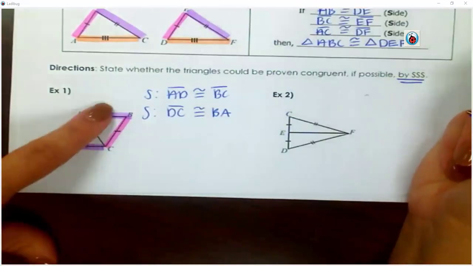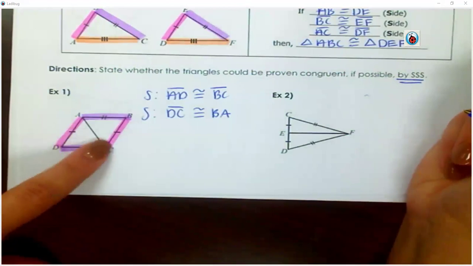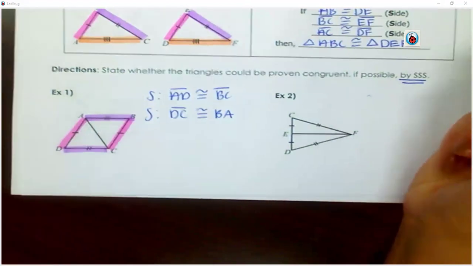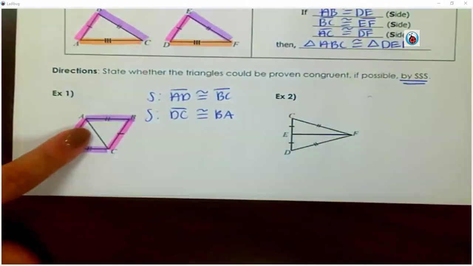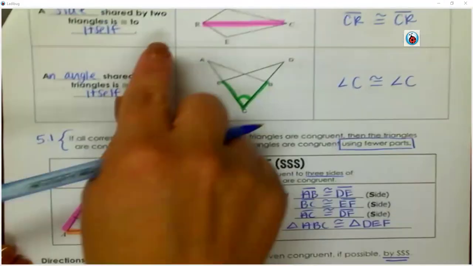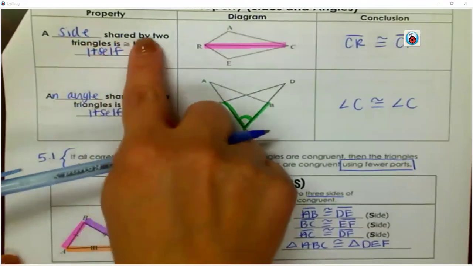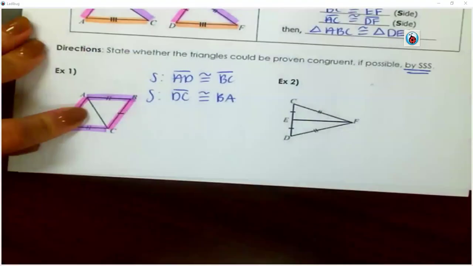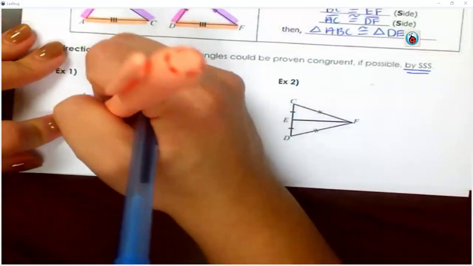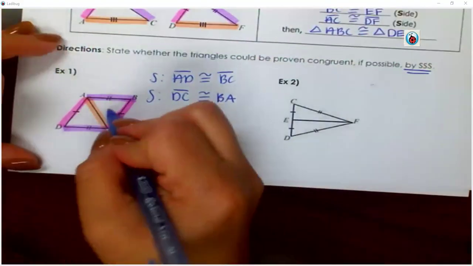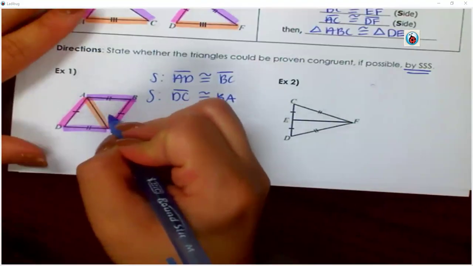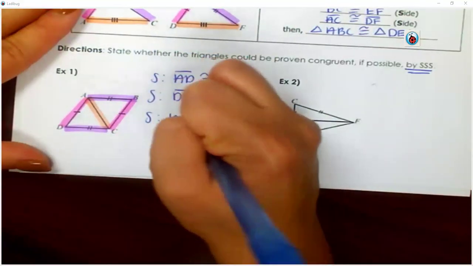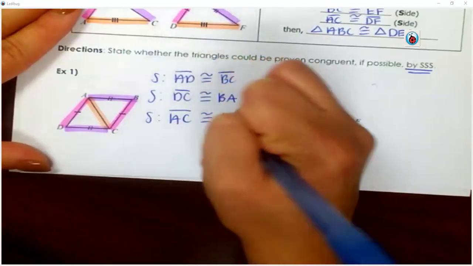Okay, so those two are congruent there. Now, this side, if you notice, is not marked to be congruent. However, applying the reflexive property, where it says a side shared by two triangles is congruent to itself, well, in this case, this side is shared by both of these triangles. And so we know by the reflexive property that AC is congruent to AC.